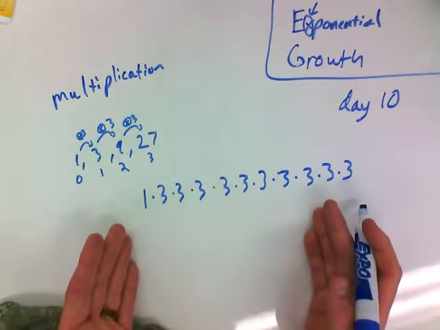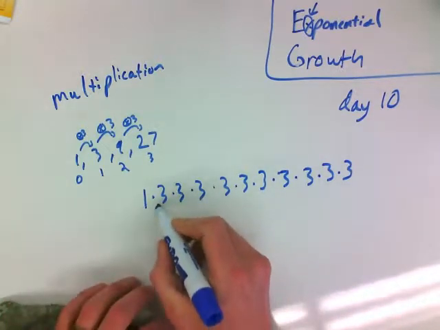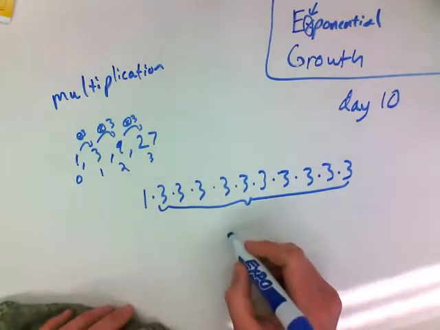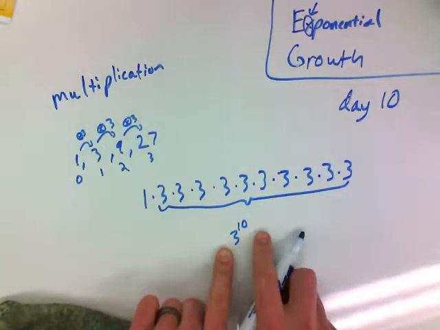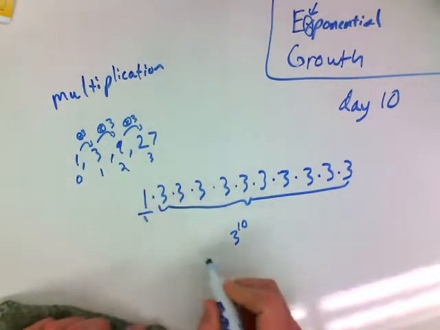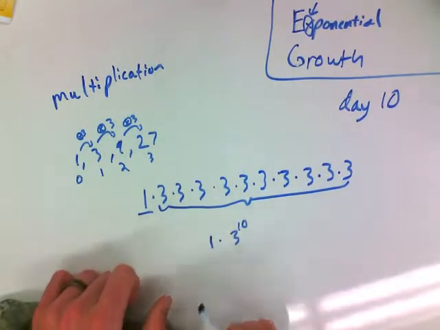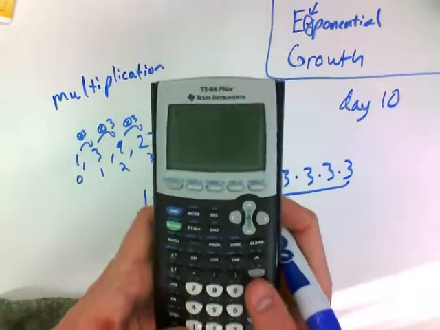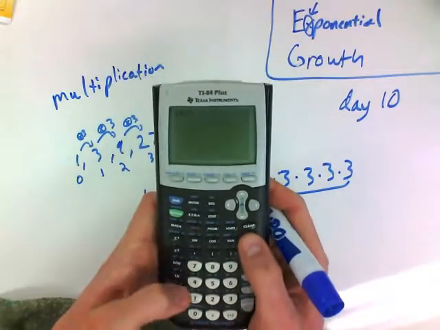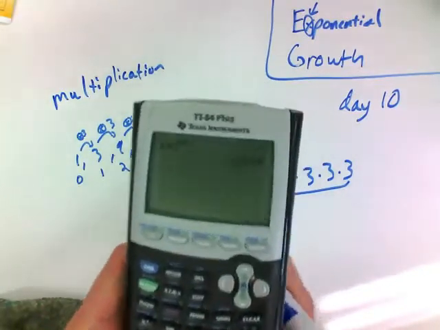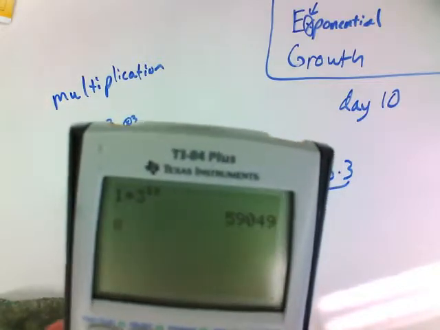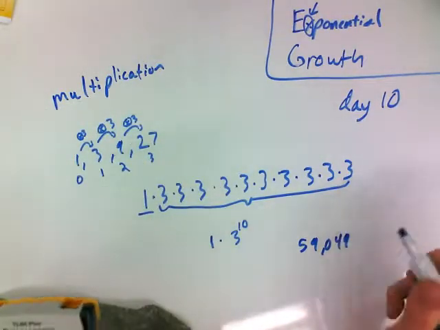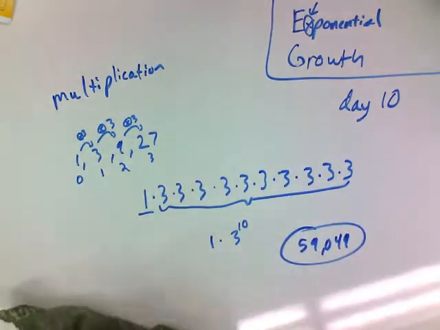Now this is kind of silly to write all out. There's a more condensed way of doing this. All of this is really just 3 to the 10th. I mean, how many times did I multiply by 3? 10 times. And this is just my starting amount, so what I really have is 1 times 3 to the 10th. Our calculator is kind of nice for that. So what is 1 times 3 to the 10th power? If you do it on there, you'll see, look at that: 59,049 zombies. That is a lot of zombies.